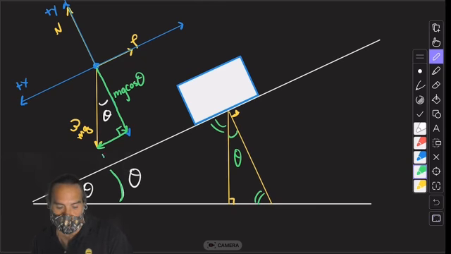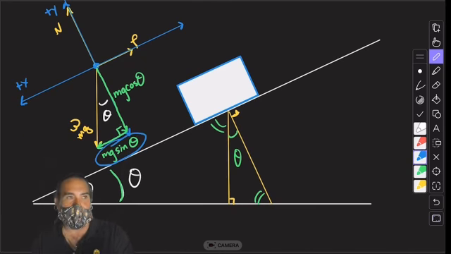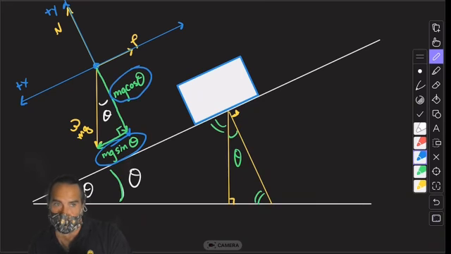And then there's mg sine theta. It represents the component that pulls the object down the ramp. It is this component that determines how fast the object is pulled down the ramp. It's this component that generates the normal force, which of course that means it generates the frictional force.